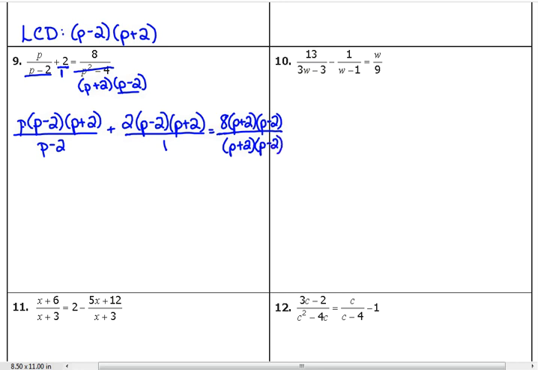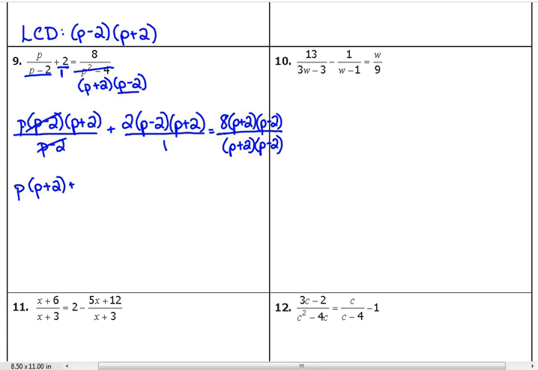Okay, so you multiply each and every fraction there by the LCD, p minus 2, p plus 2. Okay, let's see what cancels. In the first one, what shows up in the numerator and in the denominator? P minus 2. So we are left with p times p plus 2. The denominator's gone. That was supposed to happen. In the second one, it's over 1.